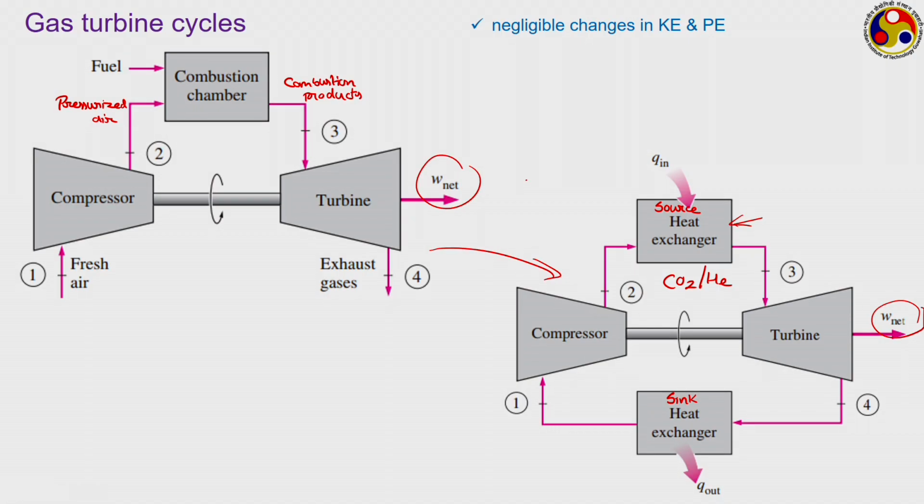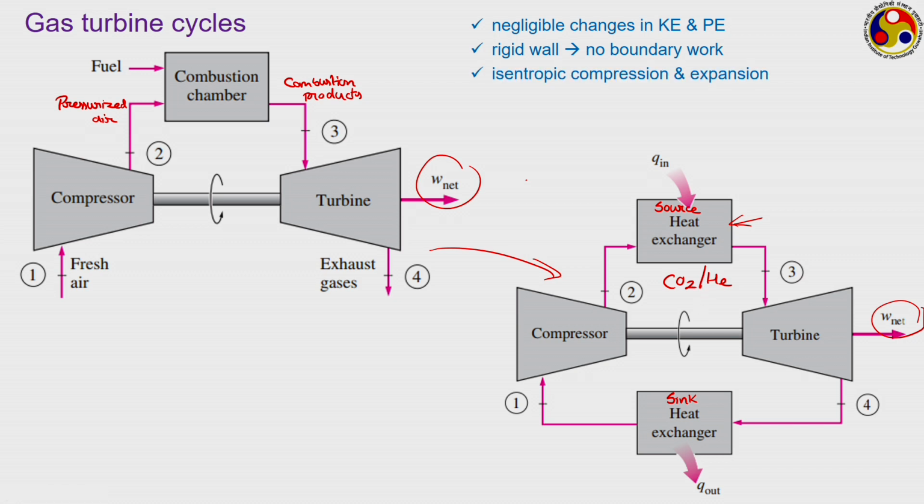For that, quite a few considerations have to be taken. Firstly, we are going to neglect any changes in kinetic and potential energies of the working medium. Secondly, we are going to consider rigid walls, which is practically true, because compressor and turbine both involve shaft work. Compressor receives shaft work as input, turbine gives work output in the form of shaft work. So, there is no moving boundary, all walls are rigid for all the 4 components and therefore no boundary work involved.